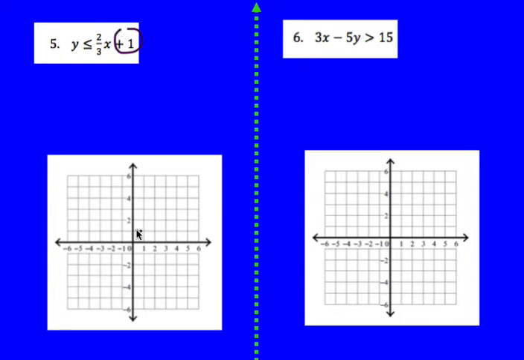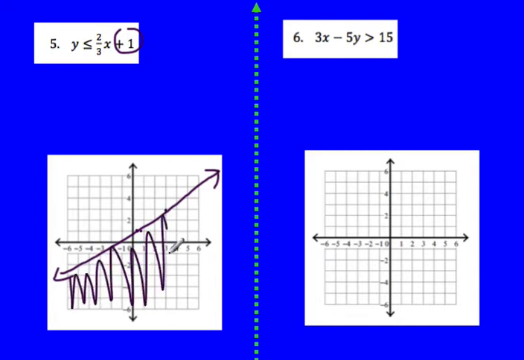My slope is 2/3. 2/3 means I'm going up 2 and over 3. So I'm going up 1, 2, and over 1, 2, 3. And I'm going to plot that point. Since there's a solid line underneath the inequality, I'm going to draw a solid line. Then I notice that the alligator is facing away from the y, which means I'm going to shade below the line. And I'm going to shade the entire grid below the line.